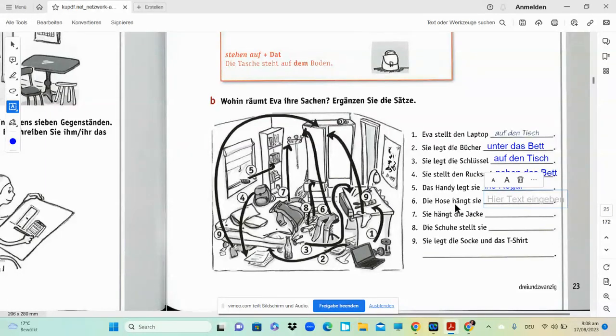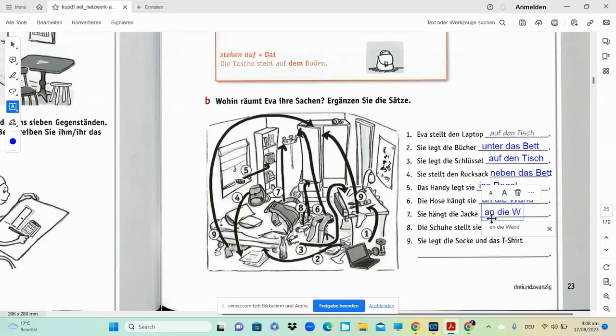Okay, so die Hose hängt sie, so she's going to hang this pant on the wall. Okay, so on the wall it is an die Wand. Okay, even if right now you have to take care of each and every word, don't worry. Once you know the case, accusative or dative, you are quickly going to use them. An die Wand or an der Wand. Okay, again she's going to hang this jacket on the Wand. Okay, die Schuhe stellt sie, so where are the shoes? She is going to keep it in the drawer or in the Schrank.